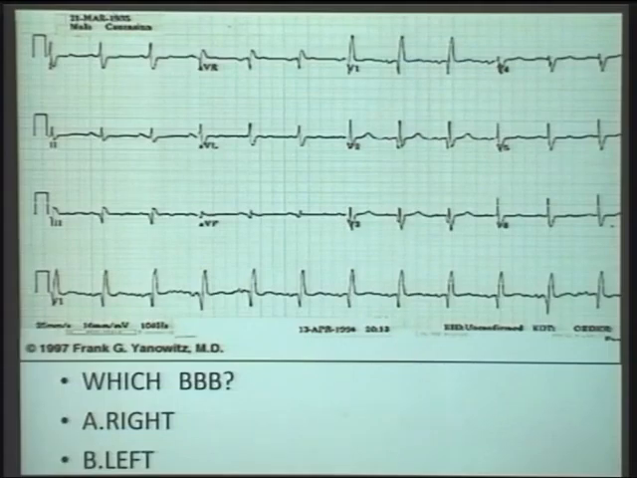So when you look at that ECG, so many things you now know. Try to calculate the rate, try to see whether the P waves are abnormal, try to calculate the axis. What is the axis?